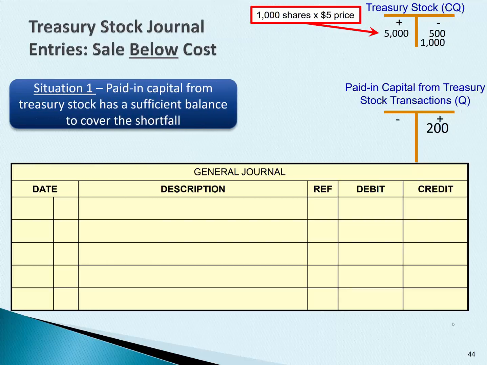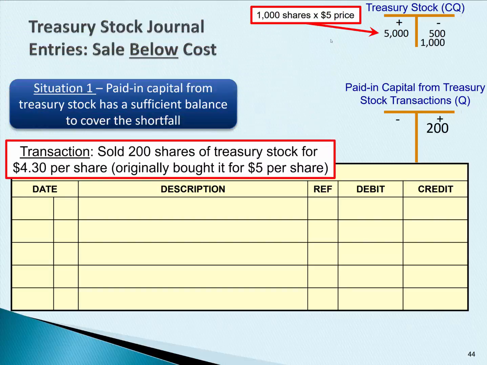So we're going to have two different transactions where we're selling Treasury stock, and it will be below the cost that we paid. As you remember up here in our Treasury stock account, we originally bought 1,000 shares at $5 per share. So this $5 per share, the cost, is a critical number for us to remember.